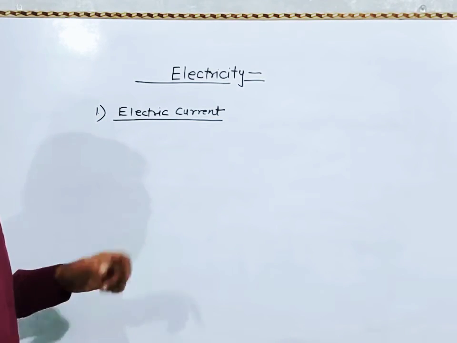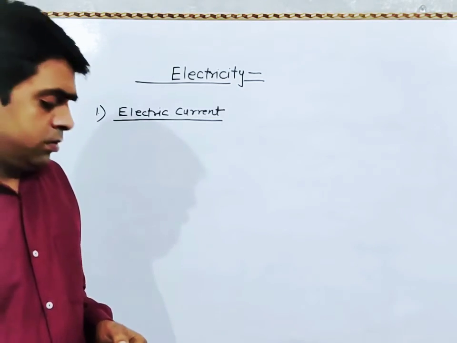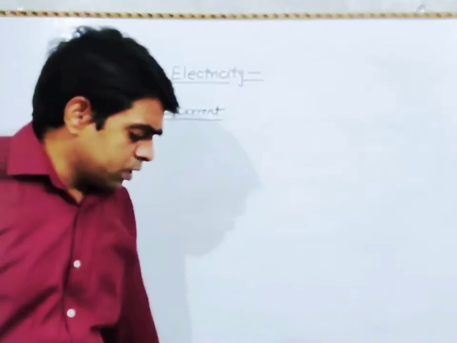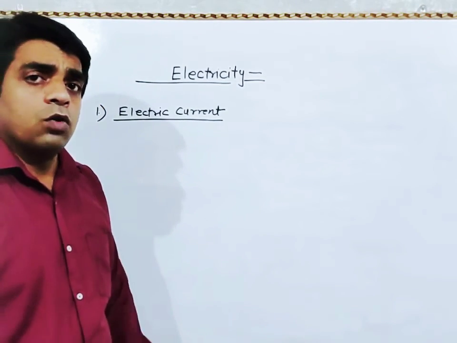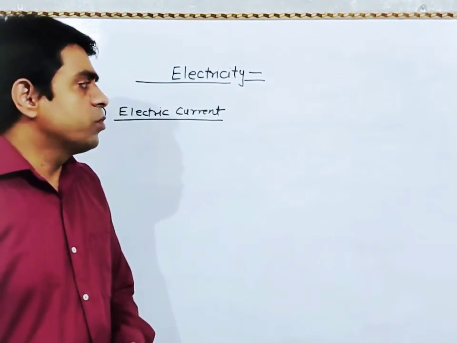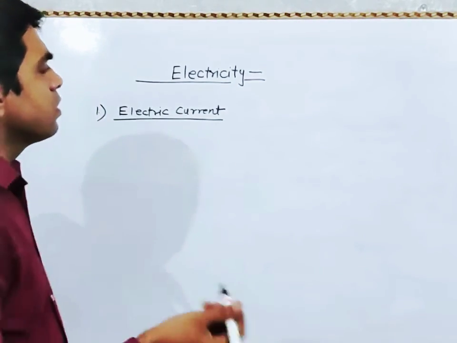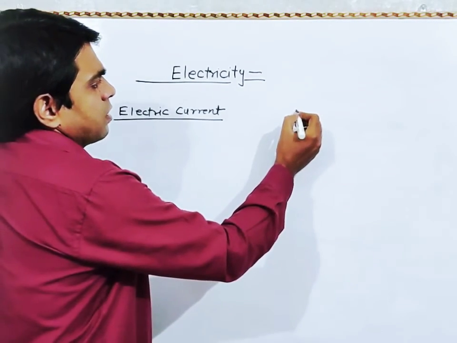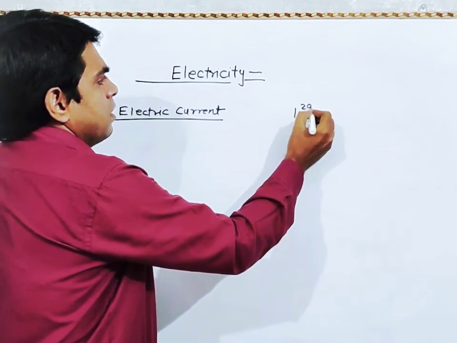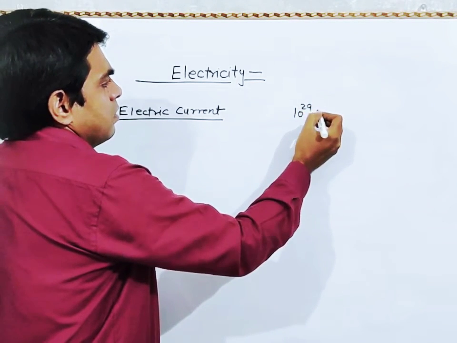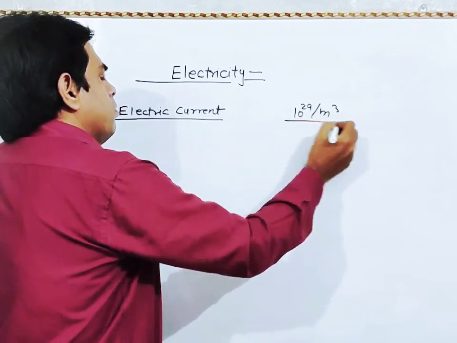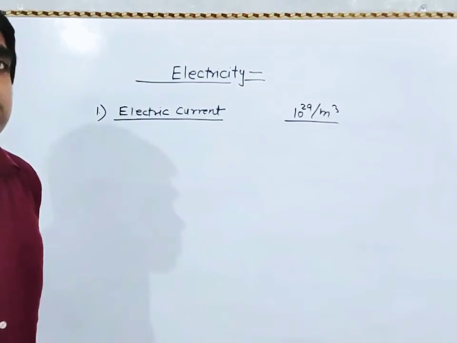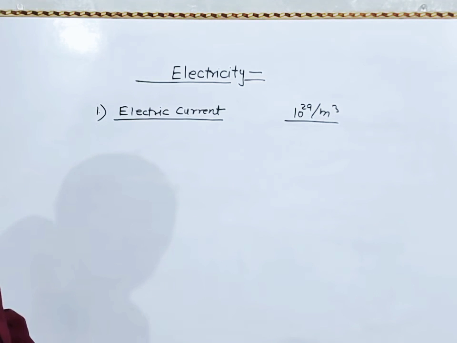So basically the charges in the conductor, तो free electrons जो conductor में होते हैं, the free electrons that are present in the conductor move randomly over the entire lattice, and the number of electrons may be considered as 10 to power 29 per meter cube in the given volume of the conductor, ये present होते हैं.